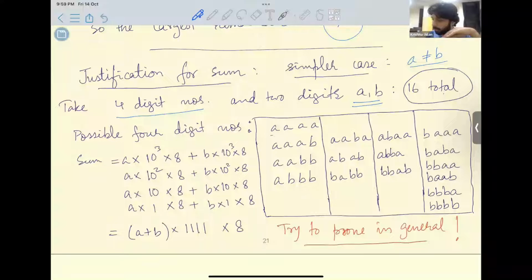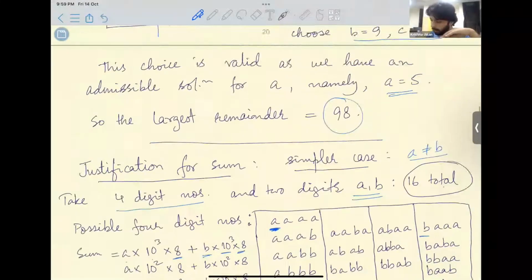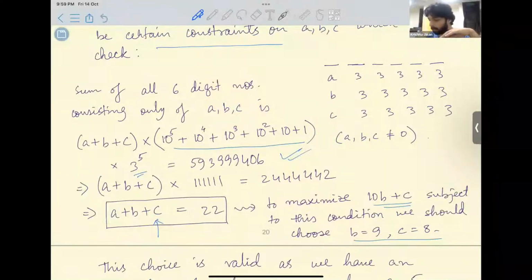So A occurs in the first place, the thousands place, 8 times. So A times 10 cubed times 8. Similarly, B occurs in the thousands place 8 times. So 10 cube times 8. And you can verify for the rest. So this reduces to A plus B times whatever quantity I've written, 1111 times 8. And this is exactly similar to what I had here: A plus B plus C times 111111 times 3 to the power 5.